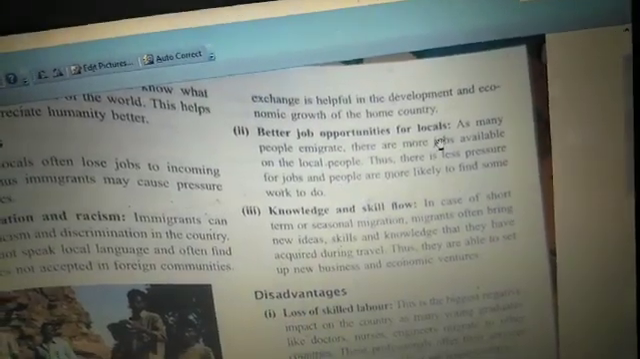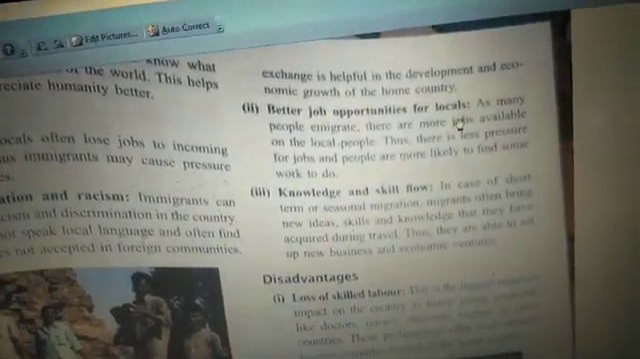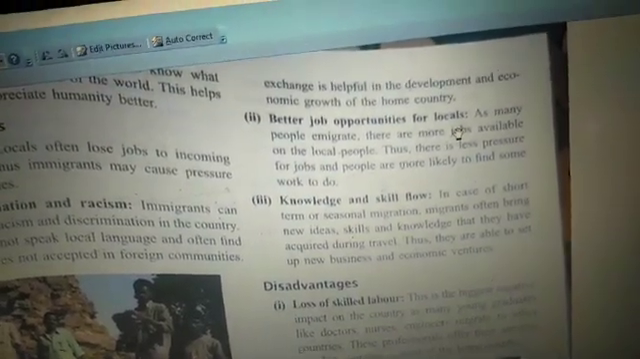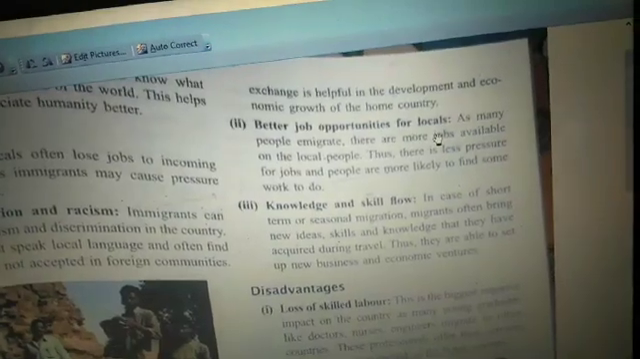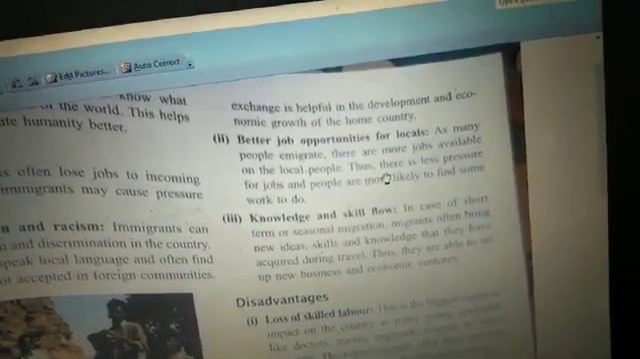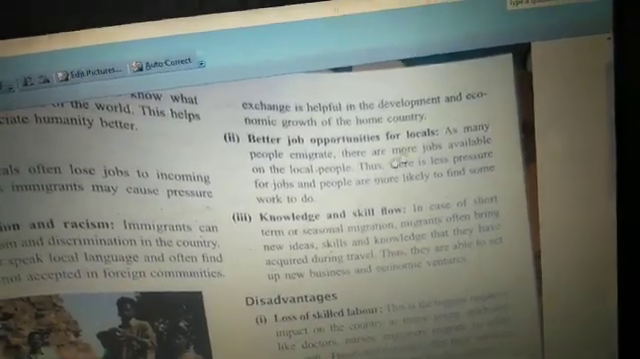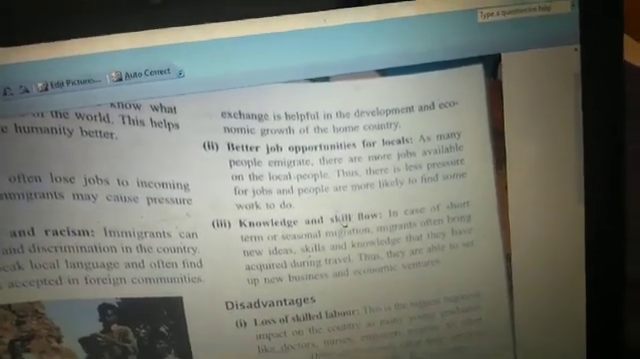Better job opportunities for the locals. Imagine, in our India, presently 1.3 billion people. Around 50% of people are not here because they all went away from our country. So definitely the local people, whoever is presently living in India itself, will be getting good job opportunities in India itself. So this is called an advantage.